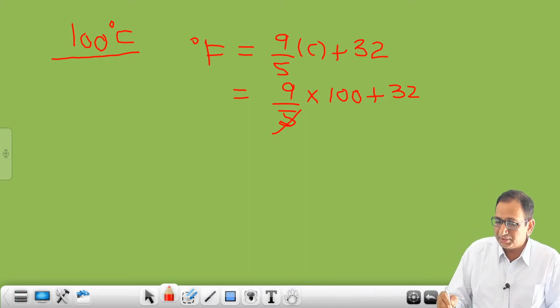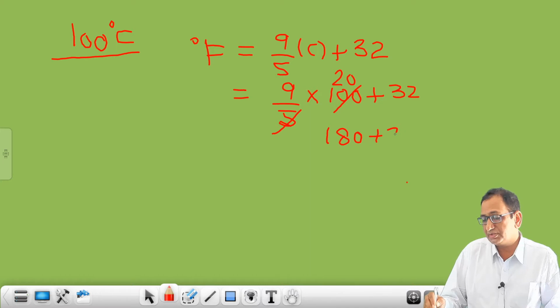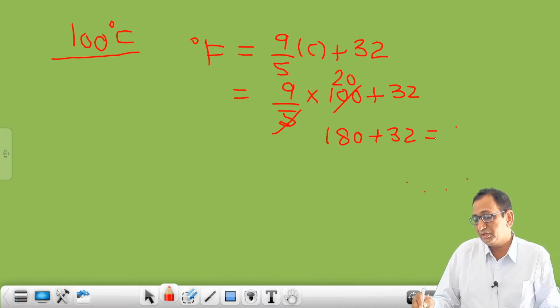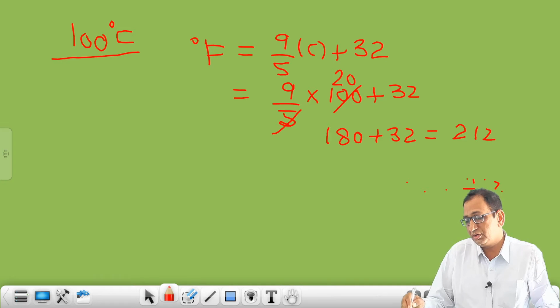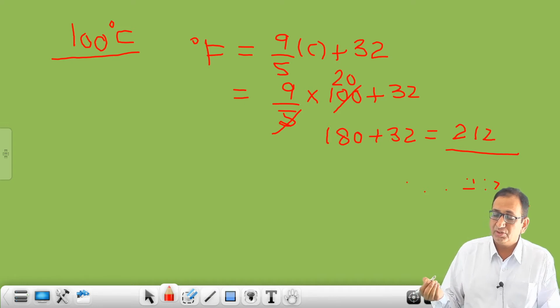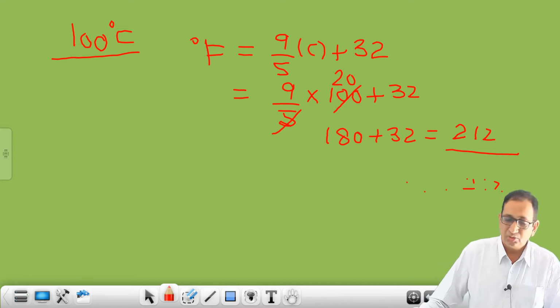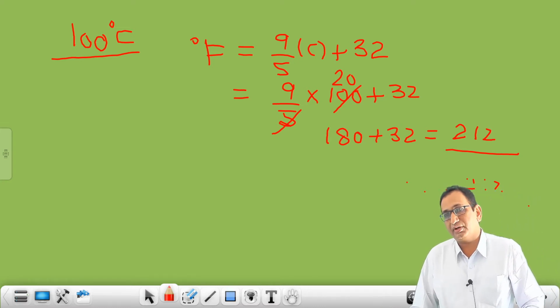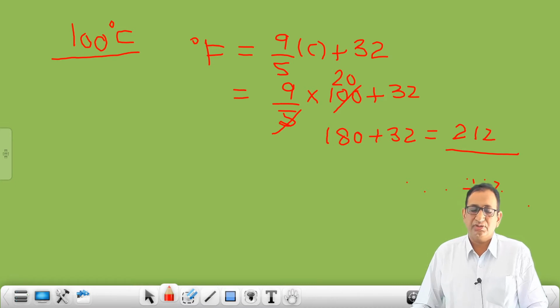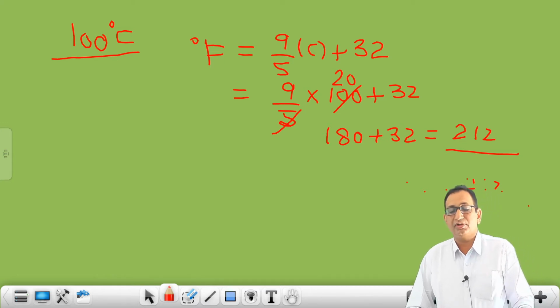After that you can cancel it, then you will get 20. So 9 twenties are 180 degrees, and plus 32. If you add, then you will get 212 degree Fahrenheit. So the answer in Fahrenheit is 212 degree Fahrenheit. Students, water boils at what temperature? 212 degree Fahrenheit. So here it was the conversion of temperature from degree Celsius to the Fahrenheit scale. I hope that you have understood.